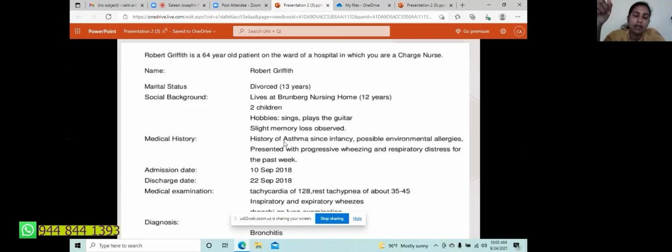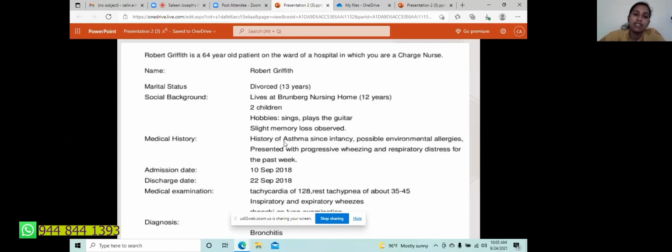Then the social background: lives at that nursing home for 12 years and 2 kids, and regarding the hobbies. Is that needed? No, because social background is not relevant in this case, because the patient is already in that nursing home, they might be knowing regarding all those things.